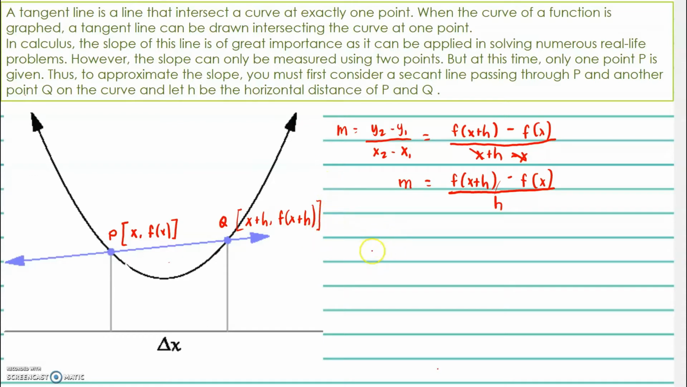So the slope of the tangent line can be given as the limit of the slope of your second line, which is f of x plus h minus f of x all over h, now as h approaches 0.